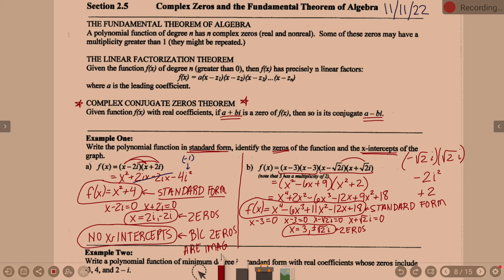X-intercepts. Three. Other ones imaginary. Plus or minus square root of 2i are imaginary. We're not going to visibly see those. X-intercepts we have to visibly see. And so x equals 3 is my x-intercept. Okay.